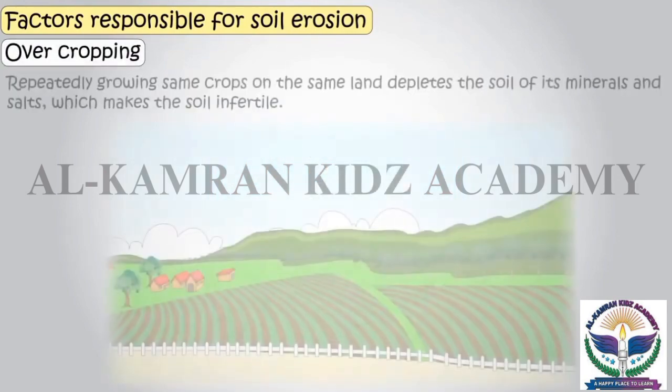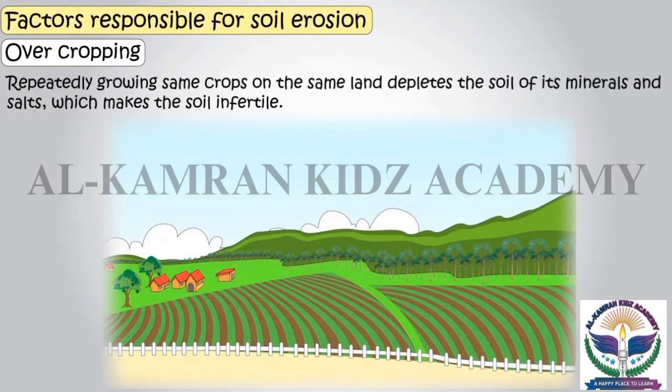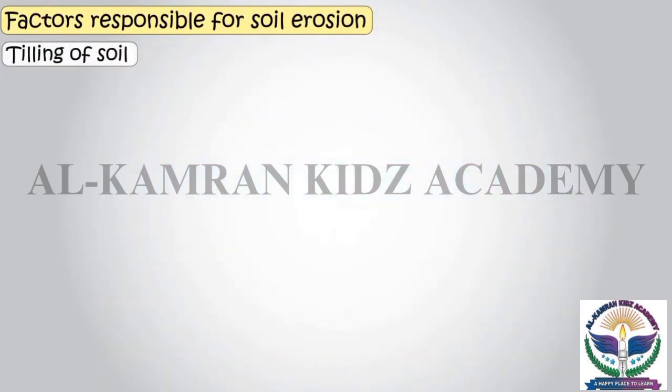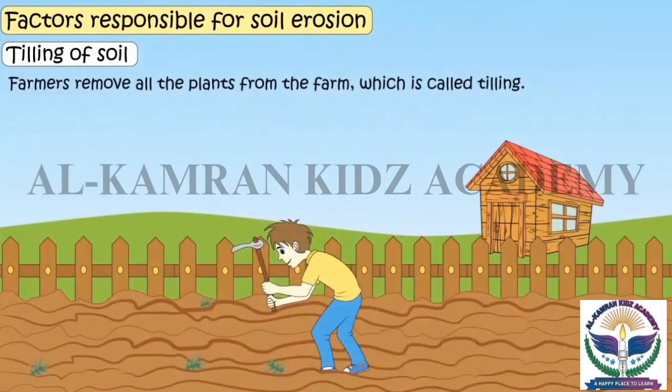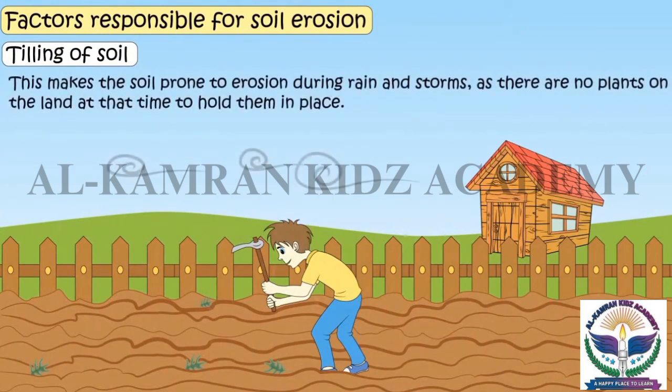Overcropping. Repeatedly growing the same crops on the same land depletes the soil of its minerals and salts, which makes the soil infertile. Tilling of soil. The farmer removes all the plants from the farm, which is called tilling, that makes the soil prone to erosion during rain and storms, as there are no plants on the land at that time to hold soil in place.